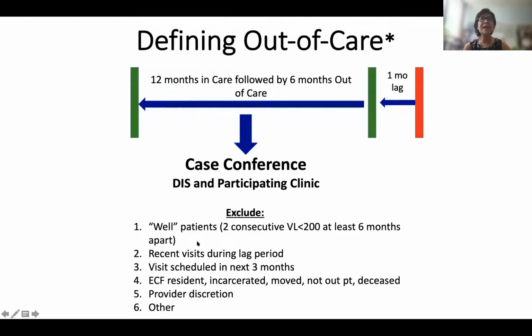Then if they had a recent visit that fell in the lag period, or a visit scheduled in the next 3 months, this patient is not really lost to care. They're coming in 3 months. We don't want a DIS on them. And of course, if they were incarcerated or moved or deceased or were not our patient, and for certain issues of provider discretion, the clinic was allowed to say, do not randomize them to go to the DIS. So this was our definition of out of care.